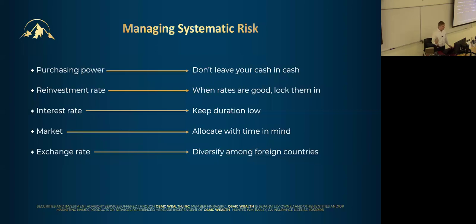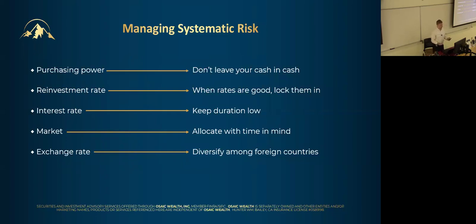Reinvestment rate. It's impossible to see the future, but if you've got a rate that can produce something that you want, for example, you're buying a bond and you want a certain level of income, if you get that level of income, you can lock it in with a longer term bond, particularly with a treasury bond. That way, you don't get into a place where your bond expires and now suddenly you have to buy a much lower interest rate bond.